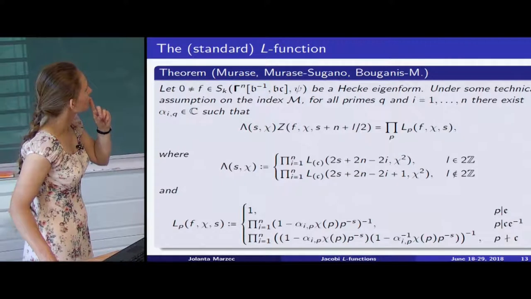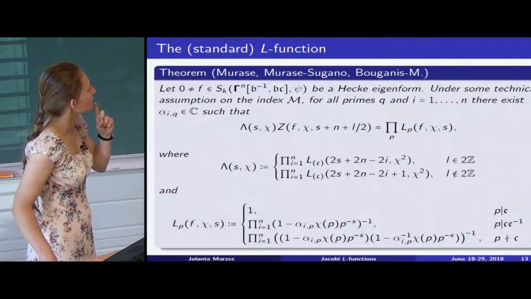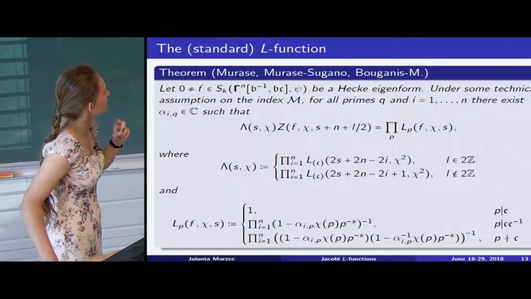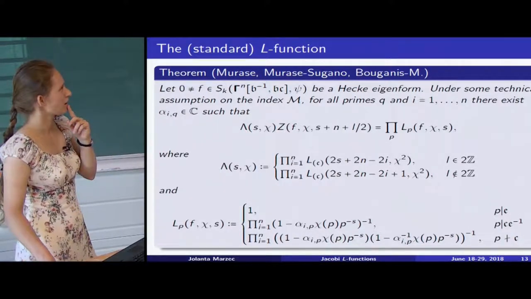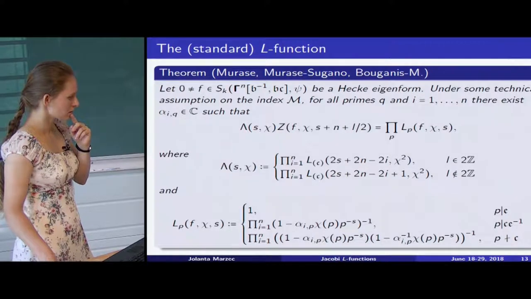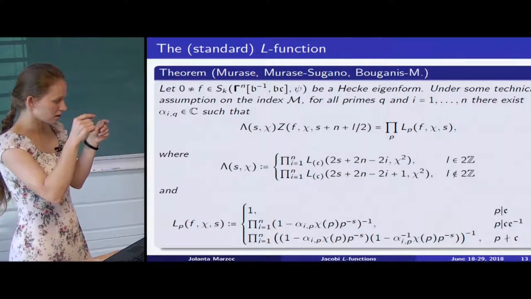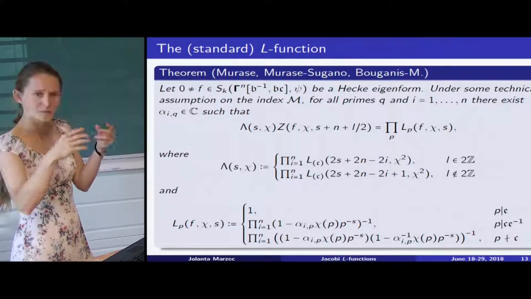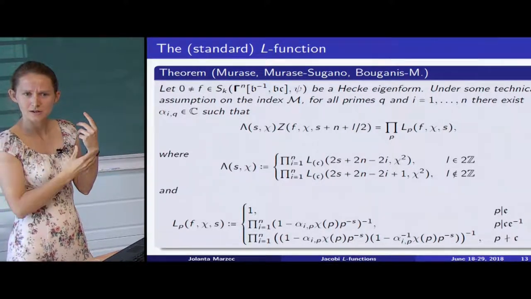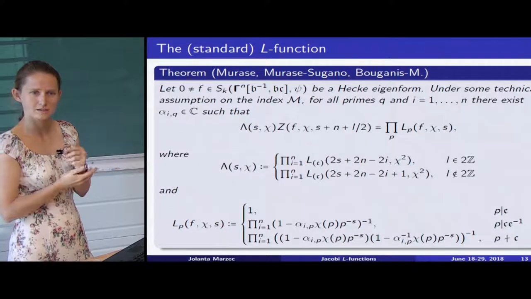I mean, what assumption do you put on this index? Yes. Under some technical assumption? Yes, I don't remember precisely. It's something like, when you consider this as a quadratic form, then what you get at the end cannot be divisible by certain primes. I can check this later.